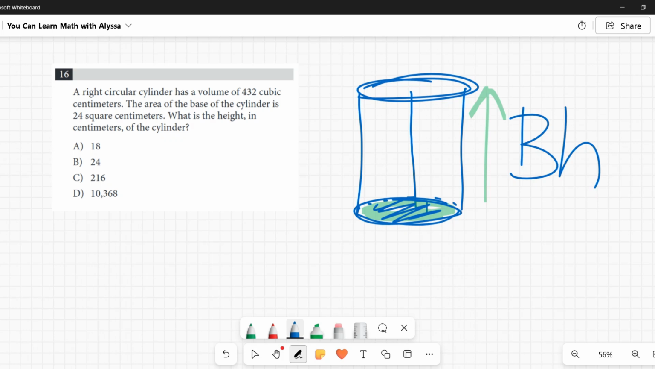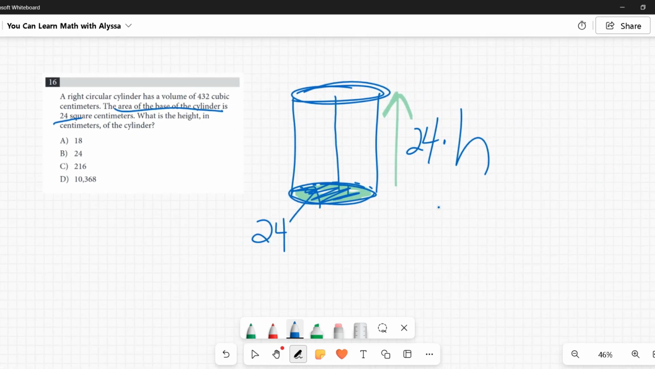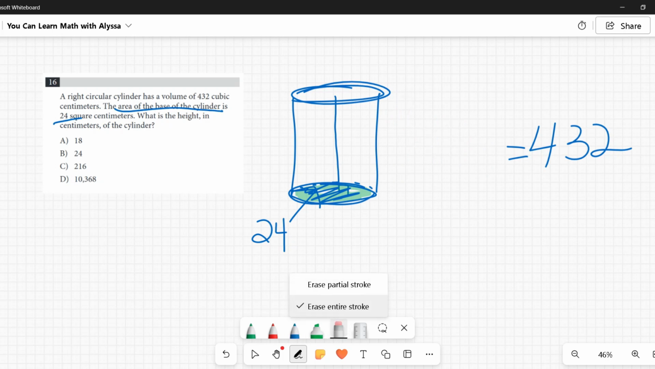Now they're telling us that the area of the base of the cylinder is 24 square meters. So the area here is 24. I'm going to replace that in my formula: 24 times the height, and that equals my volume, which they told us was 432 cubic centimeters. What is the height? Well, I'm going to rewrite this slightly to make it nicer looking: 24 times h equals 432.